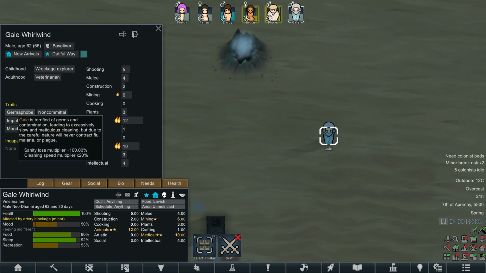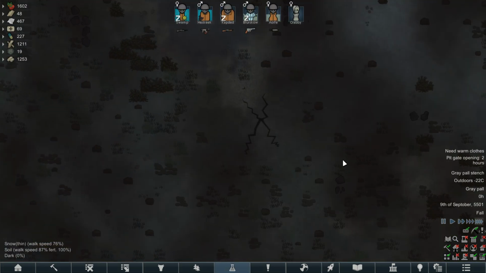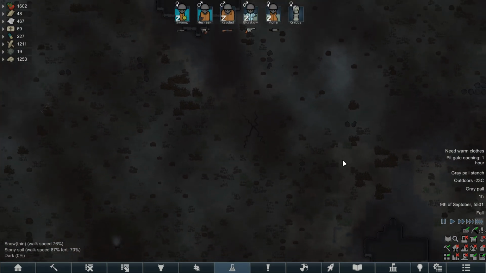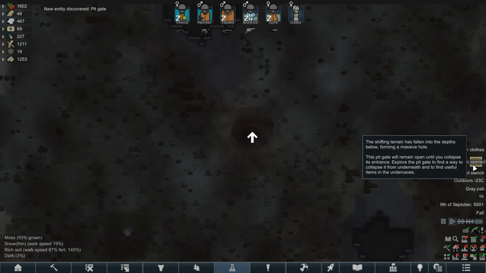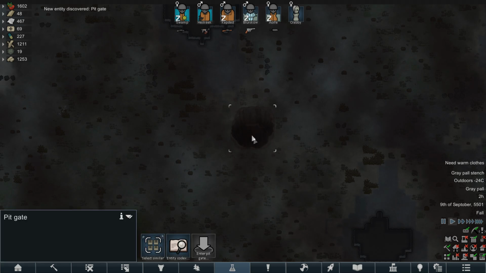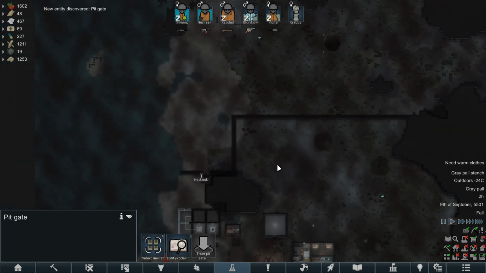Germaphobe has 1 easily offset negative, 1 potentially crippling negative, and a fantastic upside. It's going to make the colonist essentially useless for any cleaning jobs, as they'll take 5 times longer to clear up any messes, painstakingly ensuring that they have every last speck of debris before moving on.